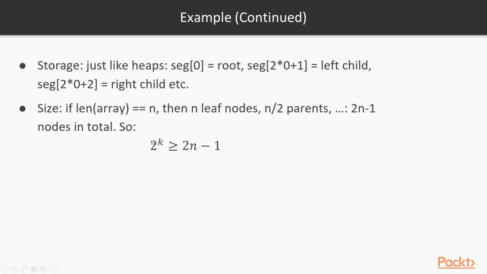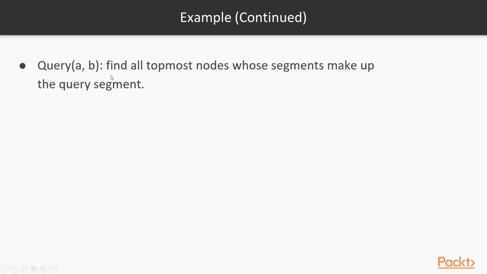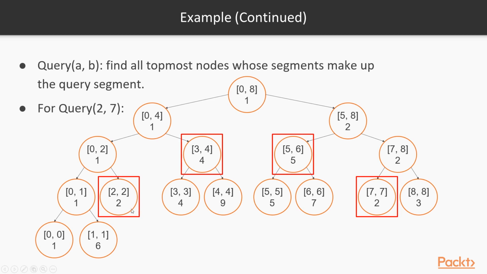Therefore, we are going to declare seg as an array of size 2 to the power of k, where k is the minimum value, such that 2 to the power of k is larger than or equal to 2 times n minus 1. In order to execute a query, we are going to find all topmost nodes whose segments make up the query segment. For query 2,7, for example, we are going to look at the following nodes. So 2,2, 3,4, 5,6, and 7,7. You can see that if we take these nodes' associated intervals, we get the query interval. And these are the topmost nodes for which this holds. And if we take the minimum out of these nodes, then we can answer this query.